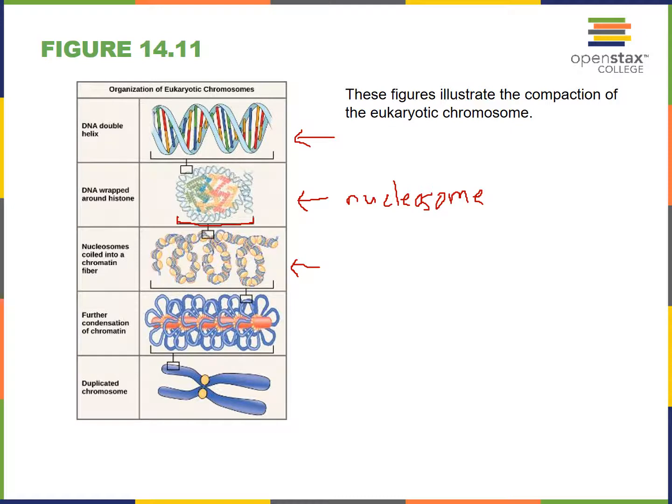The nucleosomes can be coiled in a chromatin fiber, and that coiling will further pack this DNA. Now, a lot of DNA in a cell's nucleus is in this form where DNA, excuse me, hold on.